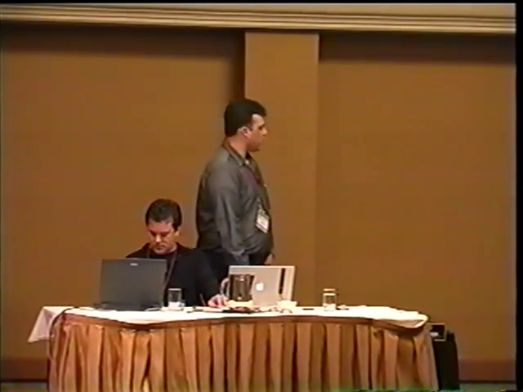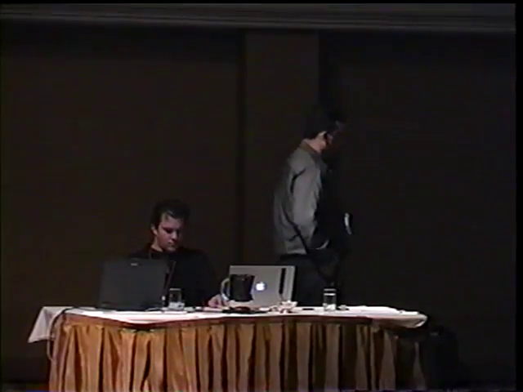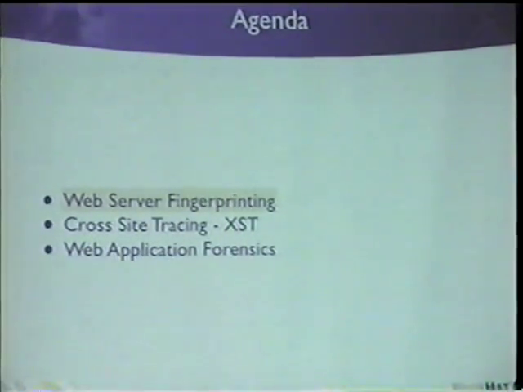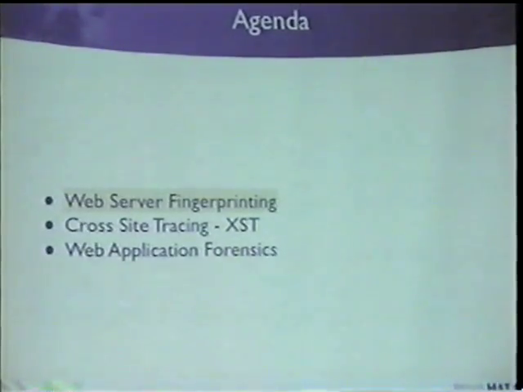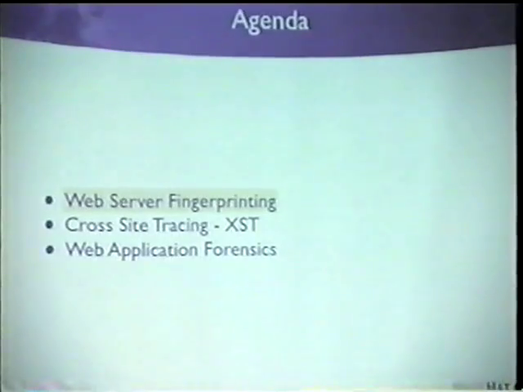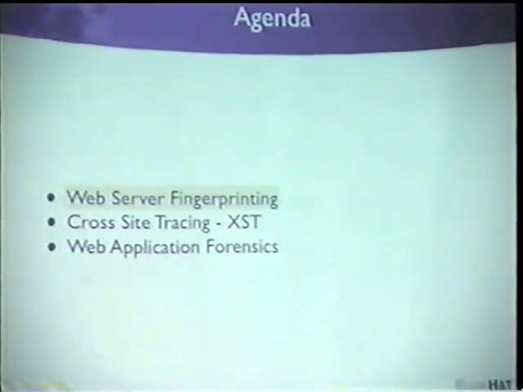So the three topics we're covering today will be web server fingerprinting, how to determine remotely what type of web server is running and the techniques to do so. We'll be talking about a relatively new issue called cross-site tracing, a variant of cross-site scripting, and also web application forensics, how to determine what's being done to your web application by an outsider. So we'll be covering those topics in order, starting with web application fingerprinting.